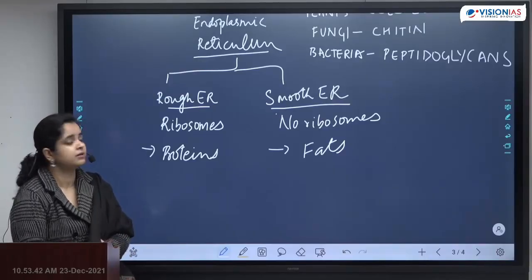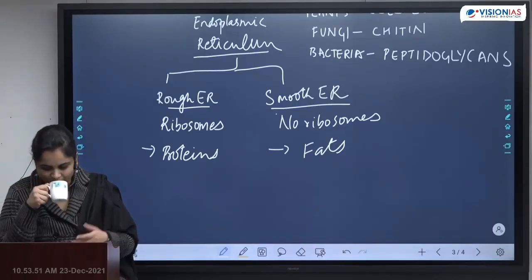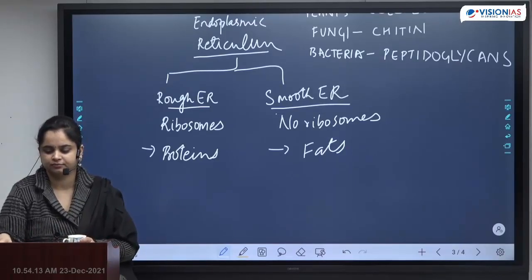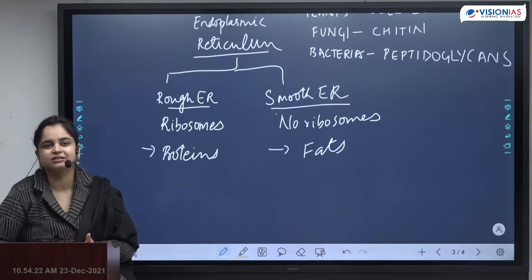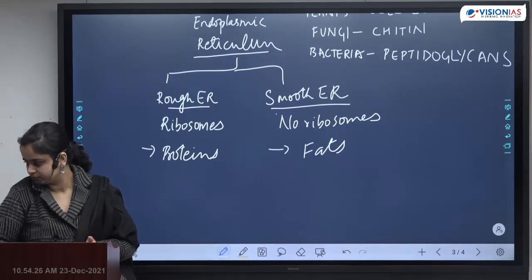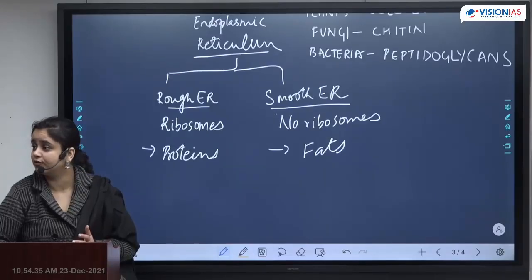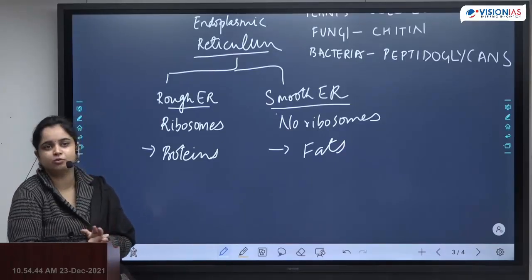Endoplasmic reticulum is a large network of membrane-bound tubes and sheets which act as channels of transport. Okay. Then rough endoplasmic reticulum, you can write rough ER.